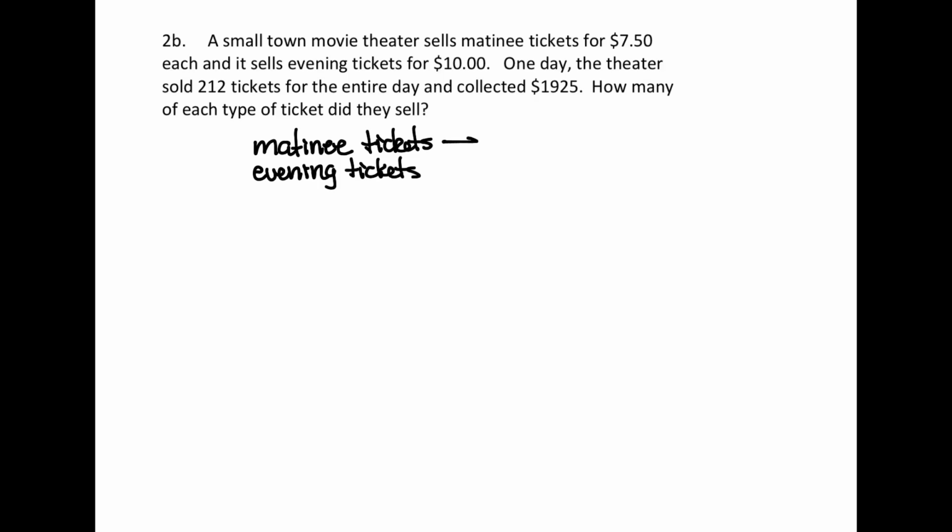Okay, so I'm going to say matinee tickets is M and evening tickets is E. It doesn't matter how you set it up. You just need to stay organized. Like I said, I'm going to do it a little bit differently this time so you can see it. All right, so we know that there were 212 tickets sold. So matinee tickets plus evening tickets is going to equal the 212. And this is my equation about money. No, it's not. It's my equation about numbers.